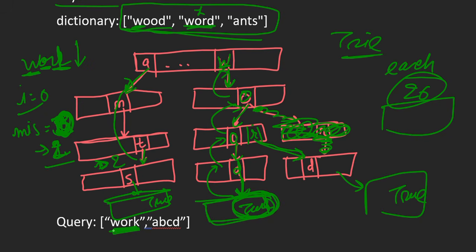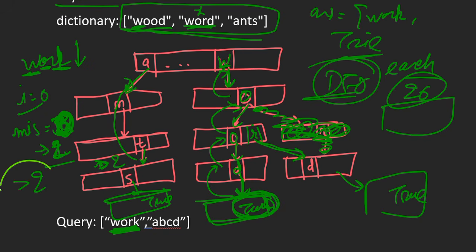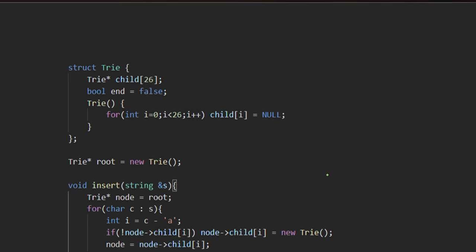Then we store the word in the answer array. So in the answer we store the word. This way all the query words are compared using DFS, right? We check with each word and we keep on going depth-wise until either our mismatch becomes greater than 2 or we get a true, right? So let's see the code part.